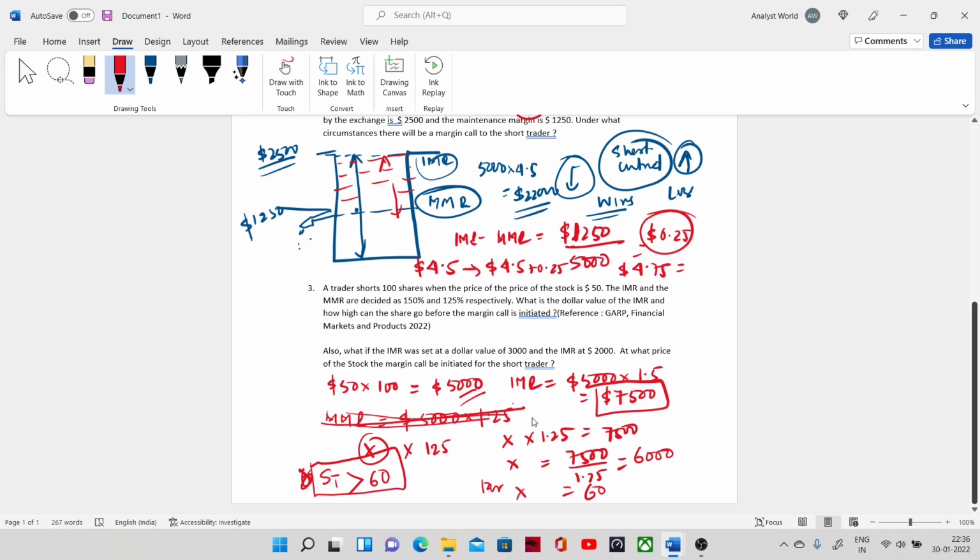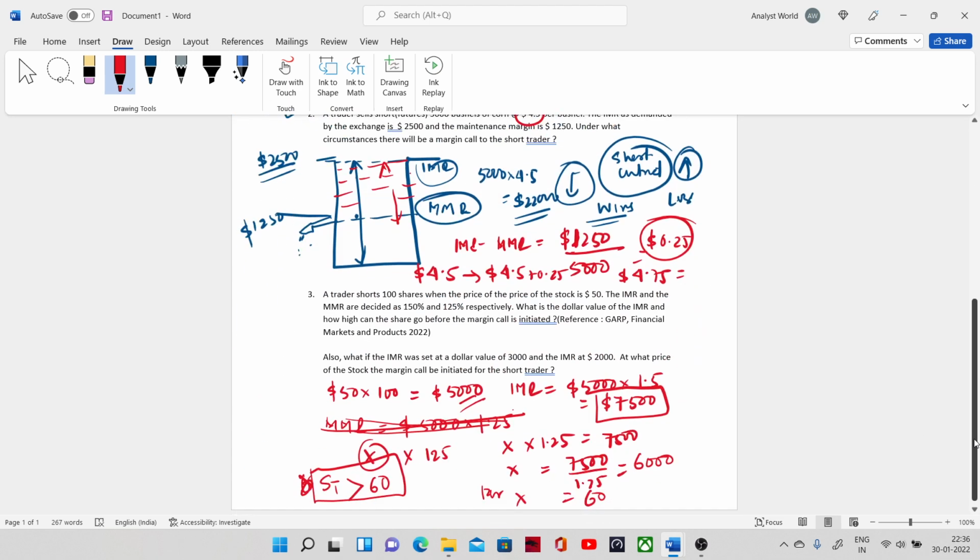Now the moot point here is how do we differentiate? So far in the previous two examples, we took the absolute dollar value. In this case, we are dealing with percentage. This maintenance margin of 125% is not based on the initial value. If the initial value was 5,000 and the initial margin becomes 7,500, then 125% of 5,000 would have been 6,250, which means that when the price of the underlying security touches or crosses 62.5, a margin call should be initiated.